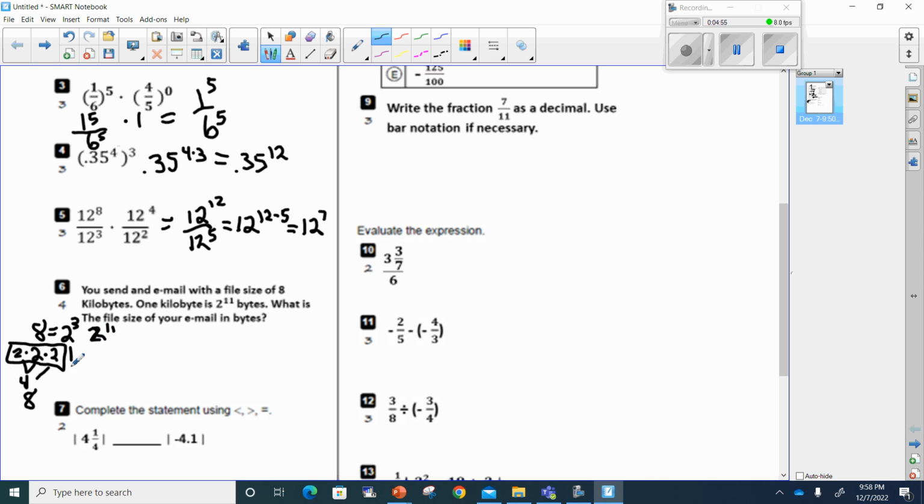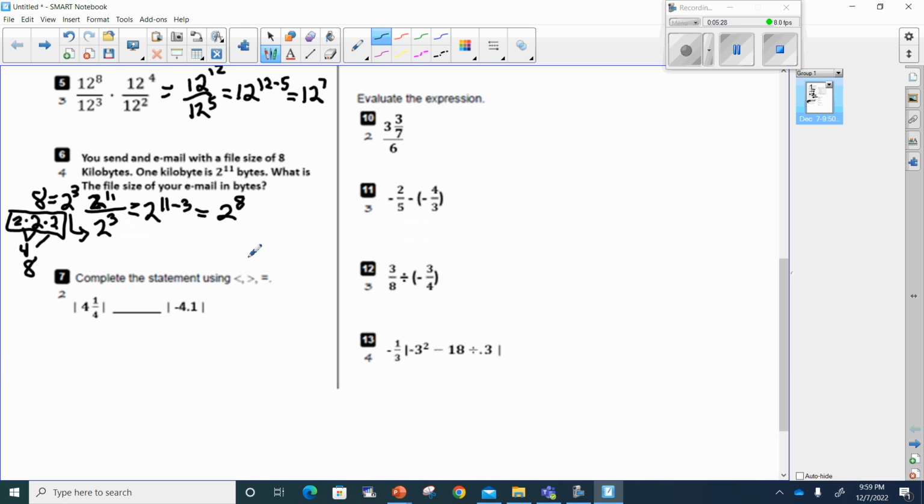Which means I'm going to take this 2 to the 3rd power and put it underneath 2 to the 11th power. Now this is a fraction. Every fraction is a division problem, which means I'm allowed to subtract. This is 2 to the 11th power minus 3, all right? And 11 minus 3, that is 8. All right, let's go to number 7.